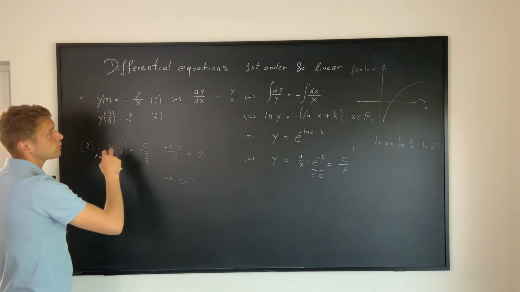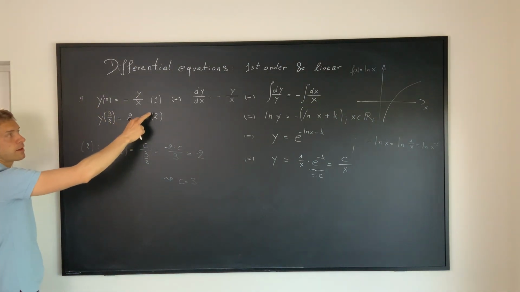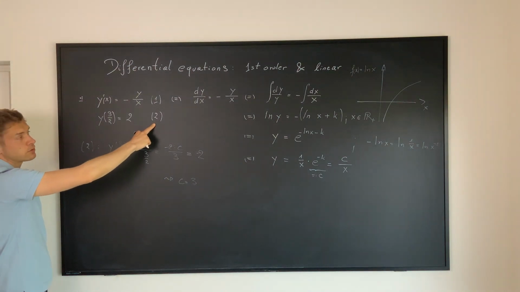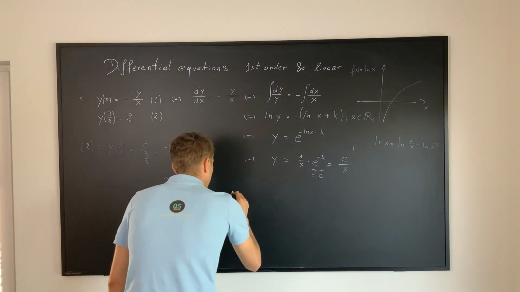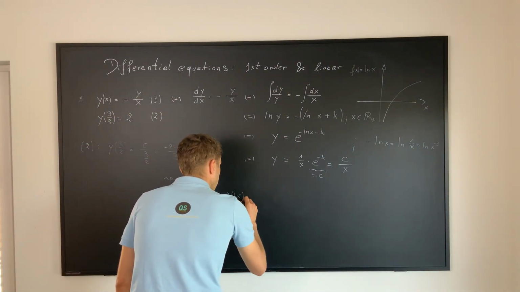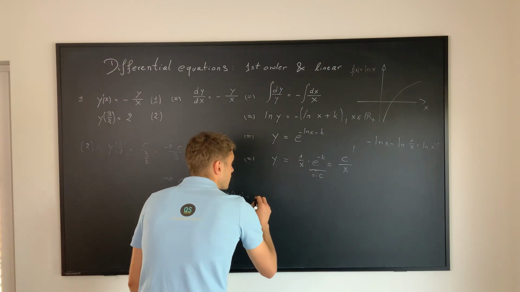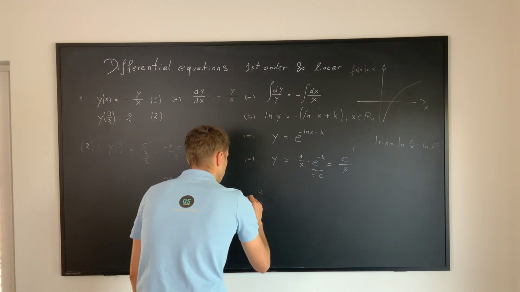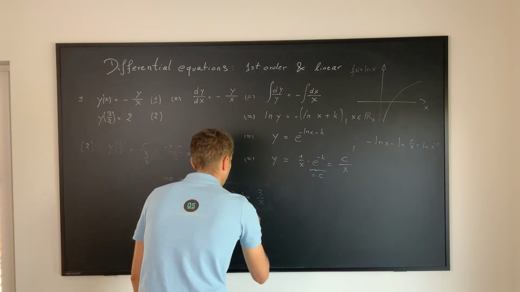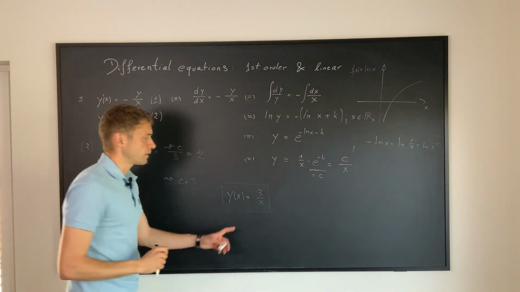So taking into account equation 1 and the initial value condition 2, we finally obtain as a solution the function y, which is a function of x, of course, that we were looking for, equals 3 over x. So this is the solution that we were looking for.